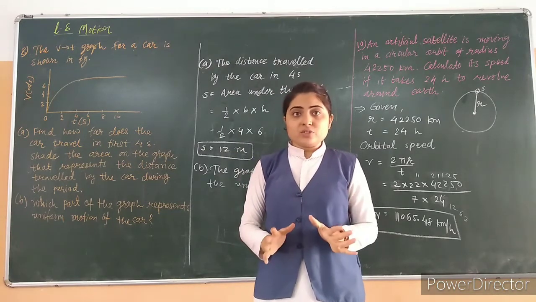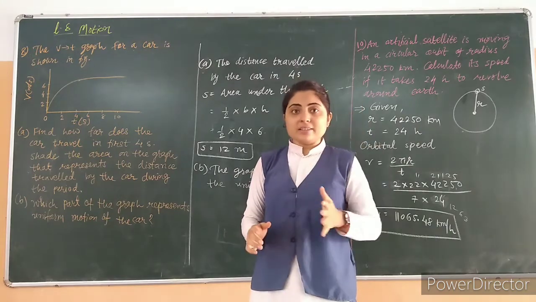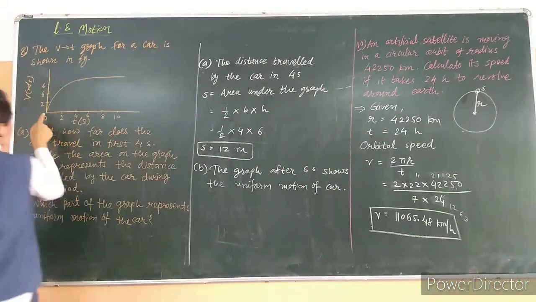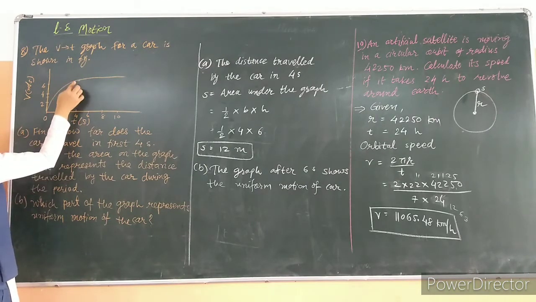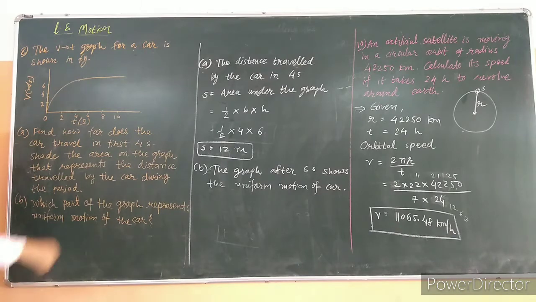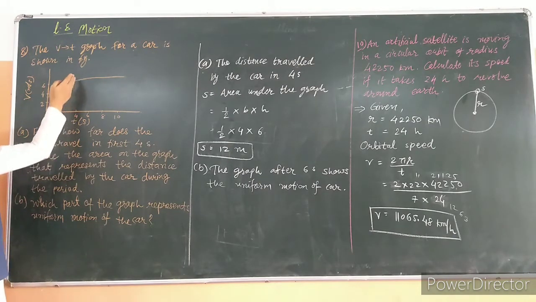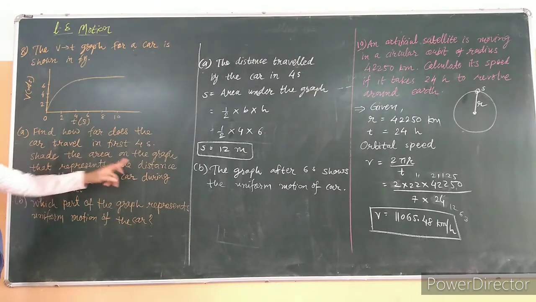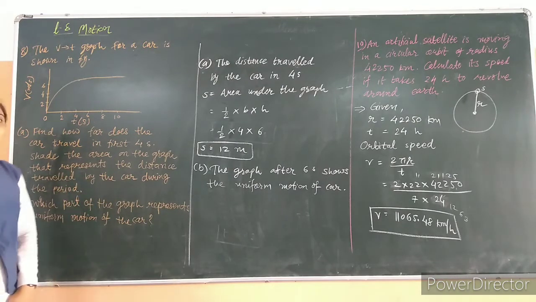We need to find the distance, and if you remember, how do we find distance? By taking the area under the graph. So in the first 4 seconds, that means from 0 to 4, during this time the car reaches here. So the car travels this much distance. If we find the area under the graph, we can find the distance. Shade the area of the graph that represents the distance traveled by the car during the period.